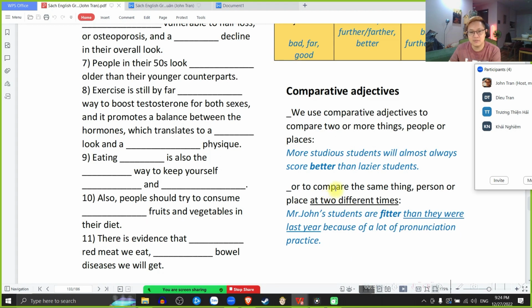Alright, let's read this one now. It's someone's turn. Okay, please. Comparative, right? Comparative adjectives.